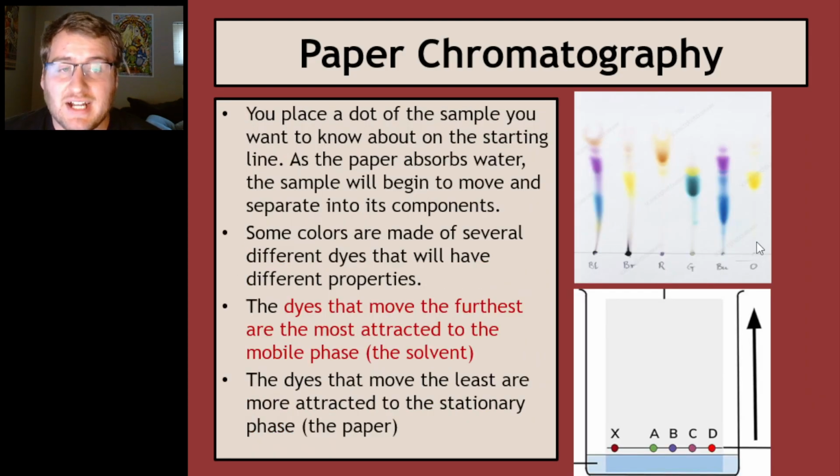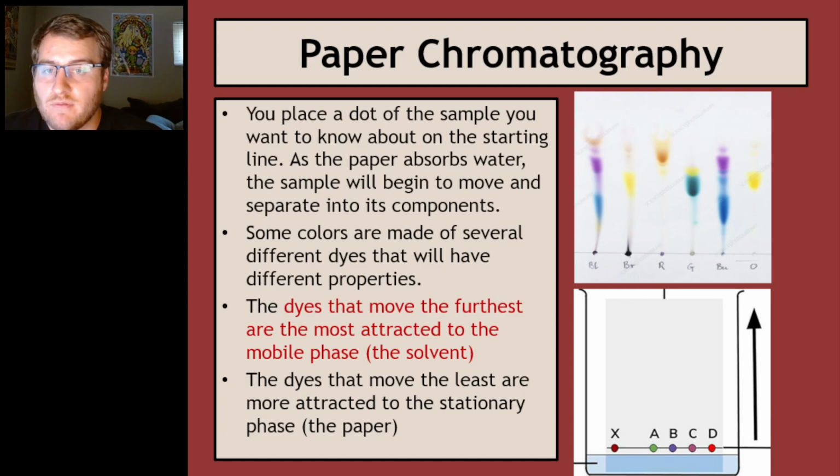All right, you place a dot of the sample you want to know about on the starting line. Now, that starting line is above the water, so it's not dissolving in the water. But as the solvent starts to go up the paper, it will dissolve some of this dye and pull it up the paper with it. As the paper absorbs water, the sample will begin to move and separate into its components. Some colors are made of several different dyes that have different properties.